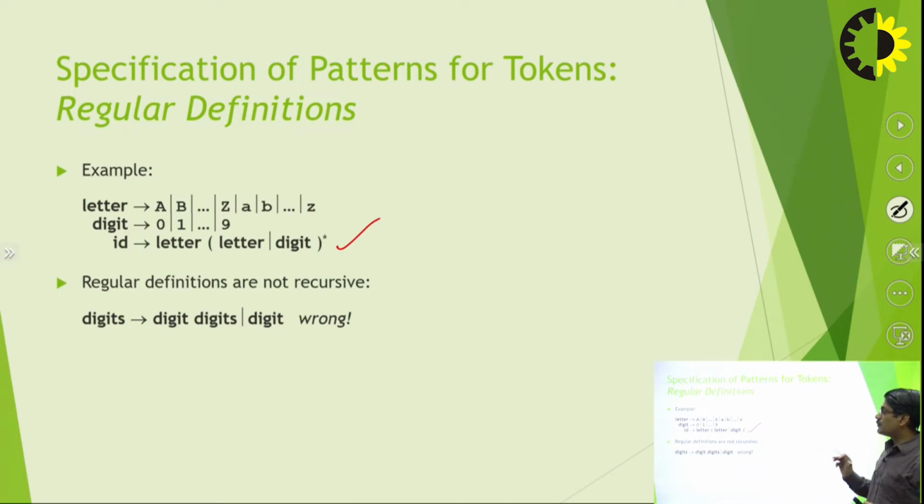One important thing: it is not recursive. It is basically one-time generation whenever you are putting that. If it were recursive, it would create a lot of complications and we would be trapped in that. So we have to write these regular definitions in a very specific, very sophisticated manner.